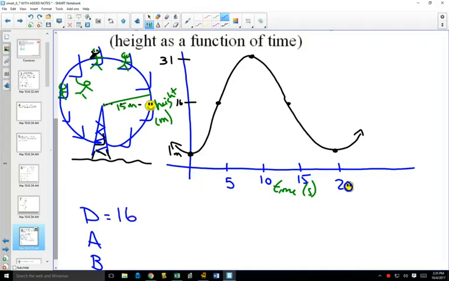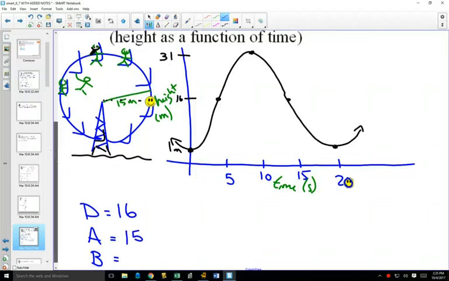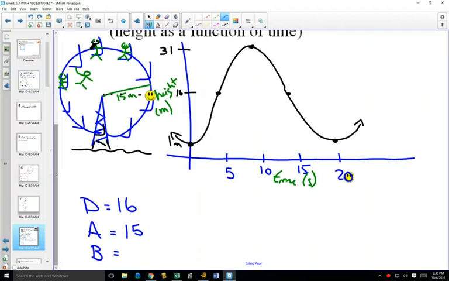D is 16, that's right in the middle. Perfect. What's your A value? 15, that's your radius. That's your amplitude. And what's our B value going to be? Close, but remember the B value is connected with our period. So we have that our period is always 2 pi divided by the B value, and our B value is always 2 pi divided by our period.